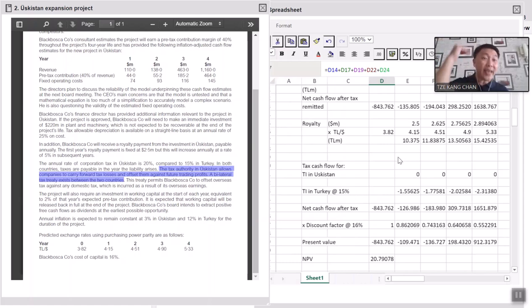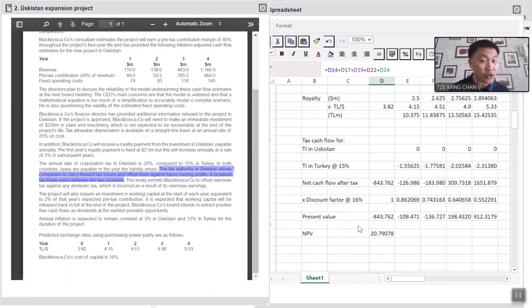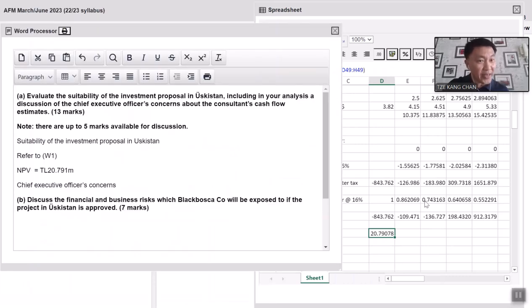So once we obtain all the tax cash flow, we add them all together. That allows you to derive the net cash flow after tax. Discounting at the discount rate of 16% as mentioned, that allowed me to derive the present value. With this present value adding up, that will give rise to a net present value, finally, in lira, millions of currency. And finally, we're just going to extract the net present value derived into the word processor to highlight the finding on the suitability of the proposal. Given the positive NPV, this project is suitable or acceptable.